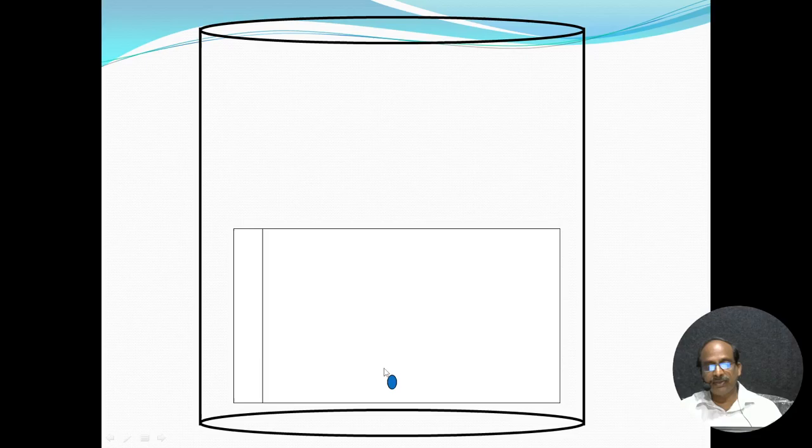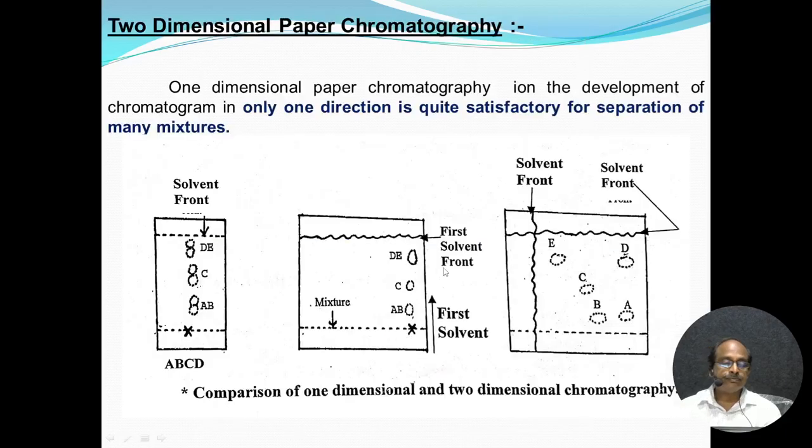After completion, the paper is rotated by 90 degrees. This is the solvent you put on the paper. We insert it into the same chamber and use a different solvent to develop it. A spot that contained two substances is then resolved by two-dimensional paper chromatography.